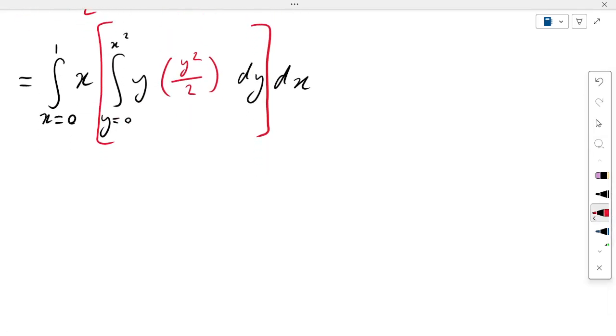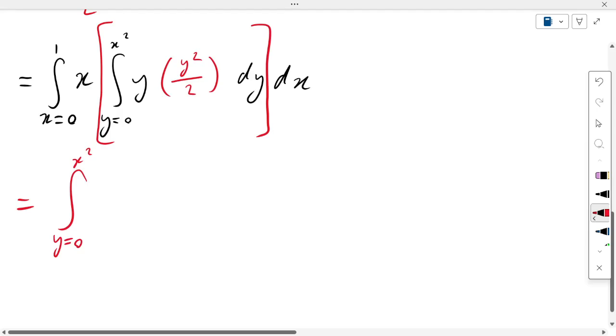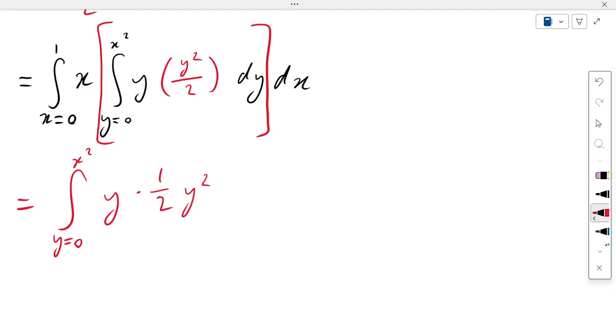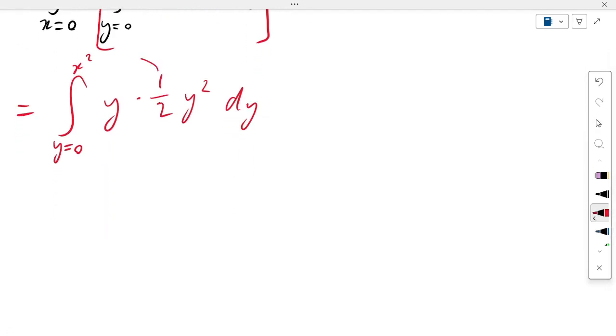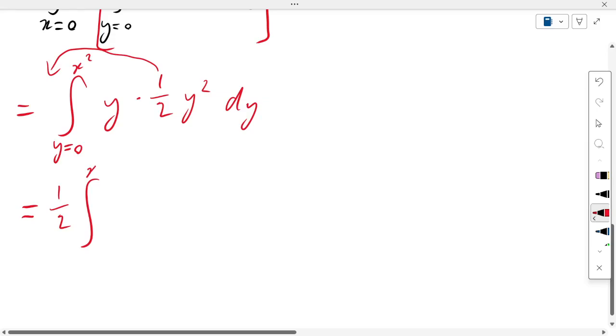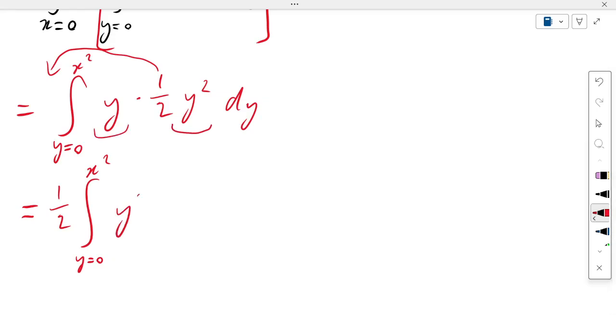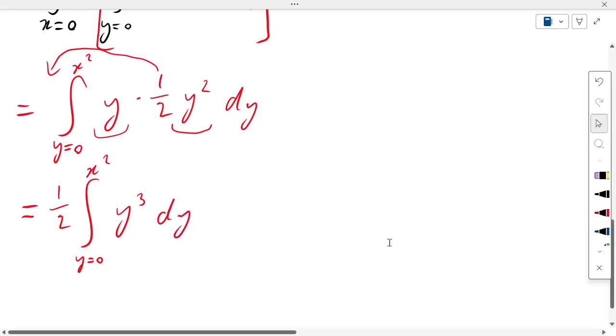So this is actually going to be equal to, let's deal with the red bracket now over here. The integral from y equals 0 to y equals x squared of y multiplied by, we can rewrite this as 1 over 2 multiplied by y squared, and this is with respect to y. Now let's simplify this. We can take the constant out of the integral. Then we'll have 1 over 2 integral from y equals 0 to x squared of y multiplied by y squared, which just gives us y cubed, with respect to y. And now we can just integrate from here.